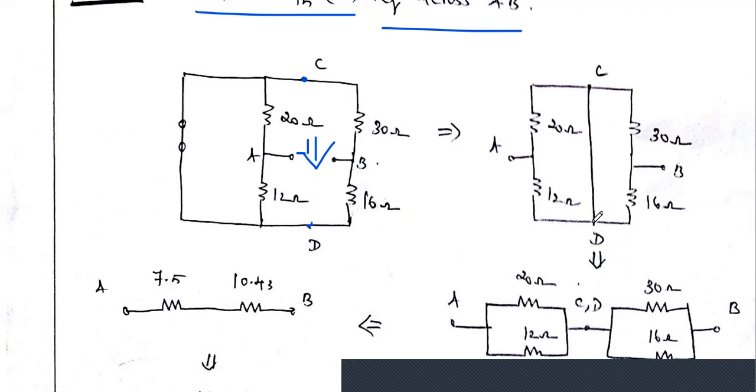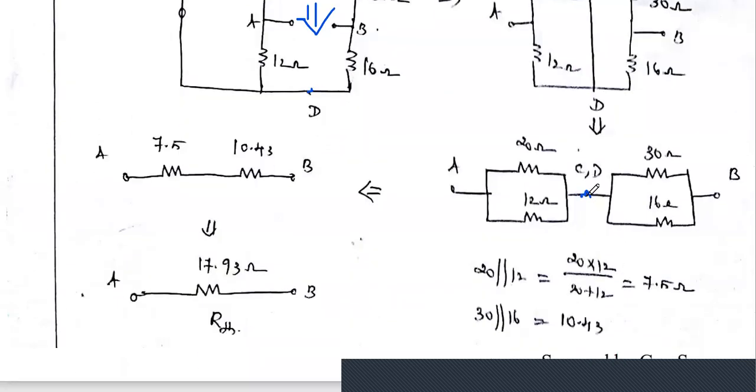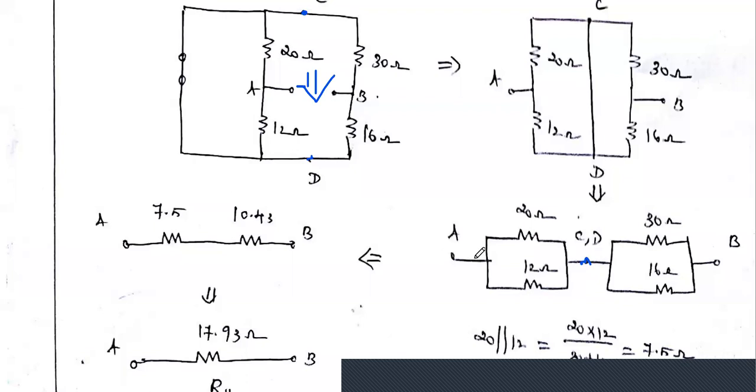So you see, the same circuit. Then the C and D is the same point only. This is short circuited. That means C node, D node is the same one. So we may draw like this. C and D point. This is A, this is B.